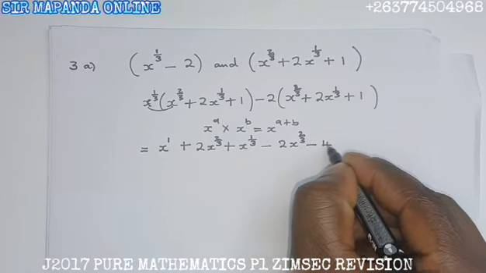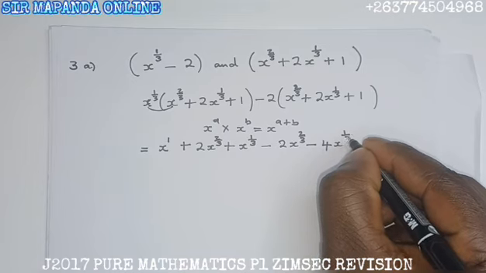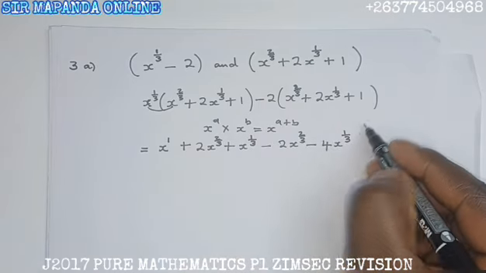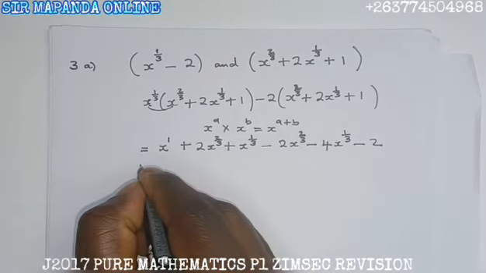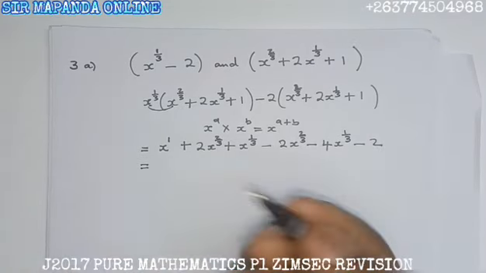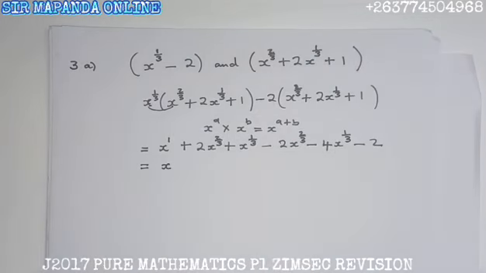2 times 2, you get 4, x to the power of 1/3. Then minus times plus, you get minus. 2 times 1, you get 2. So you are now adding the like terms. So x, there's no other term in x. It means x remains x.